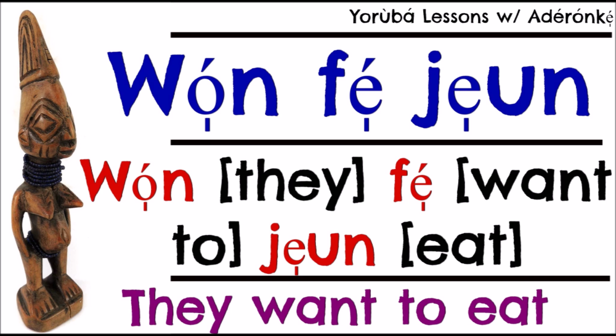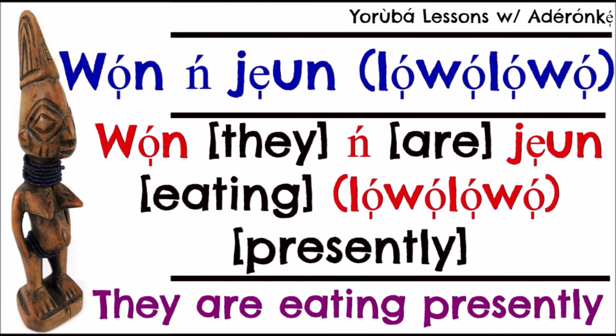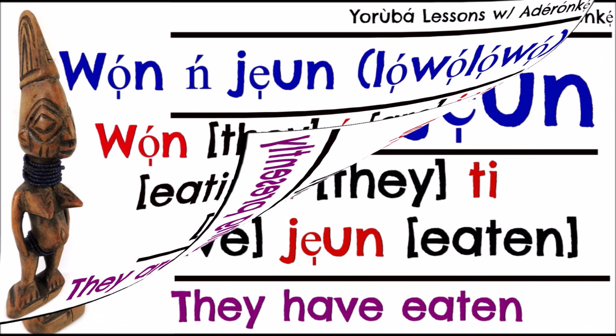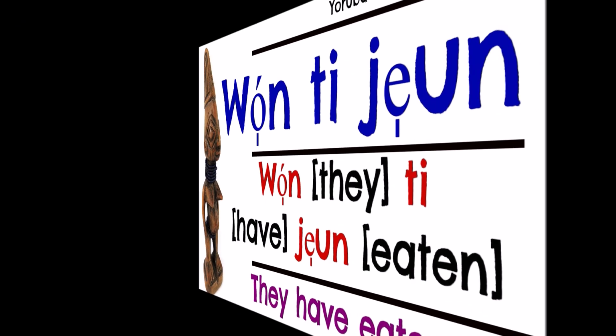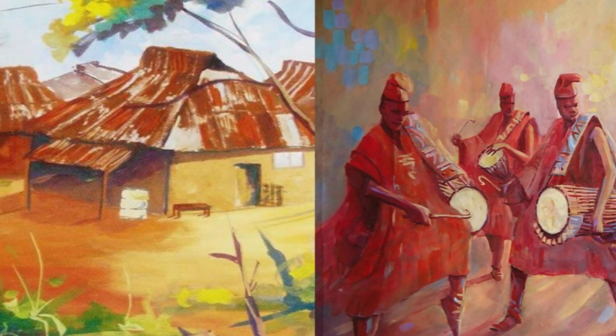Wọ́n jẹun lọ́wọ́, wọ́n jẹun lọ́wọ́lọ́wọ́. They're eating presently. Wọ́n jẹun lọ́wọ́, they're eating presently. Wọ́n ti jẹun, they have eaten. Wọ́n ti jẹun. If you have any questions, don't hesitate to ask me.